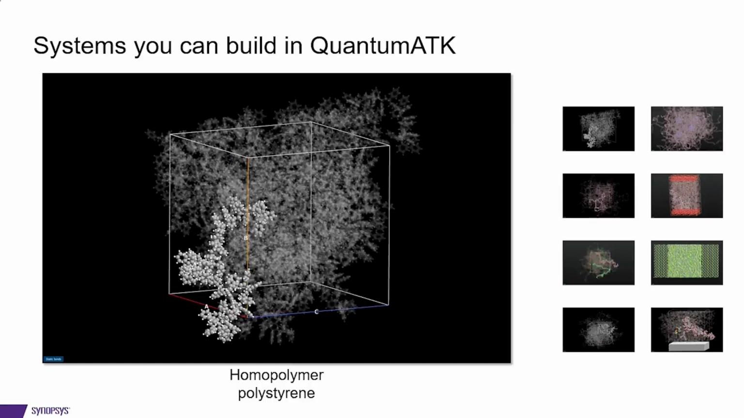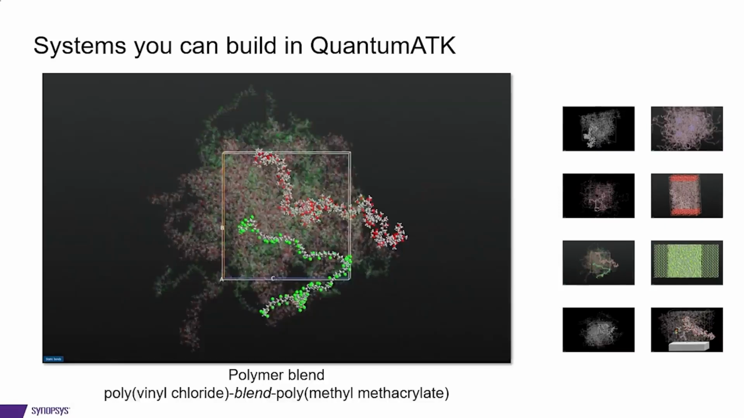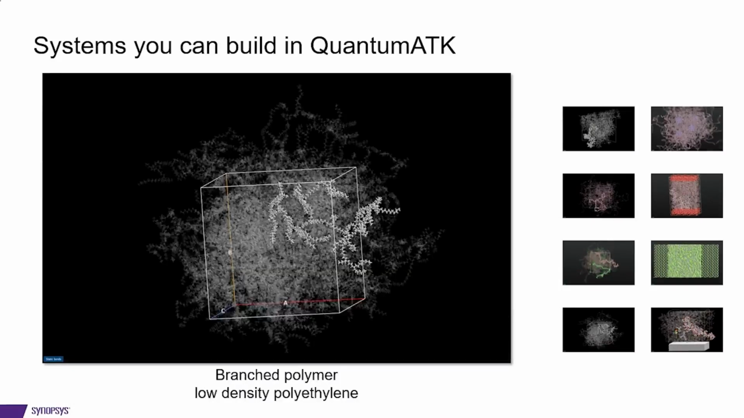So looking at the types of polymer systems you can build, you can obviously build homopolymers, like this model of polystyrene. You can build copolymers, such as here this terephthalic acid copolymerized with ethylene diamine. You can build blends, such as this blend here of PVC blended with PMMA. You can build branched polymers, such as this branched low-density polyethylene.